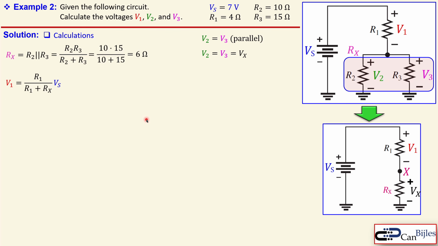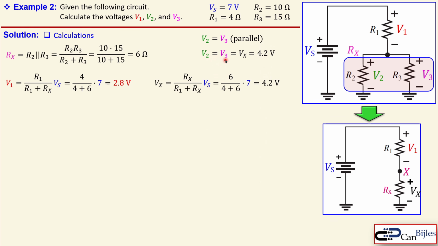Now, we can move on and again use the voltage divider rule as our powerful method. V1, which is this voltage, is equal to R1 divided by the complete resistor, which is R1 plus Rx, times Vs, which is 7. We already know Rx, so we now have 2.8 volts. In a similar form, we can calculate Vx. We know Rx, so it is Rx over, again, the complete series combination, times 7. So we now get 4.2 volts.